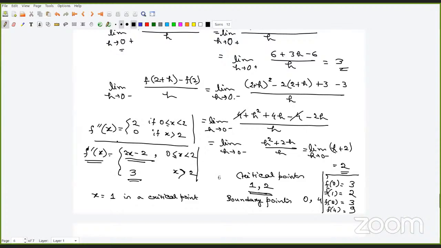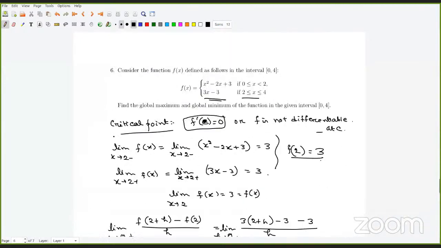Sir, before that, see, there is no need to find out this f double dash now, because we are not checking for local maxima and local minima. We are going to check global maxima and global minima. For this problem particularly, there is no need to find out f double dash.